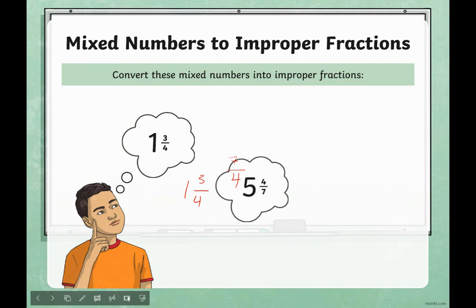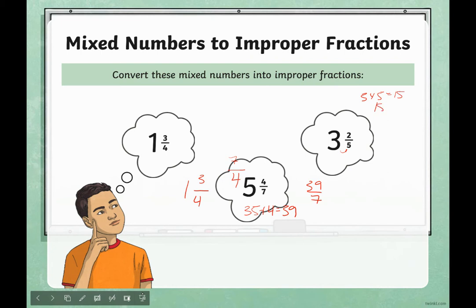5 and 4 over 7. So you have to multiply 5 by 7 to get 35. Plus 4 equals 39. And we end up getting 39 all over 7. This next one, we want to multiply 3 by 5. 3 times 5 equals 15. And then we're going to add our 2. It's 17. So we have 17 all over 5.